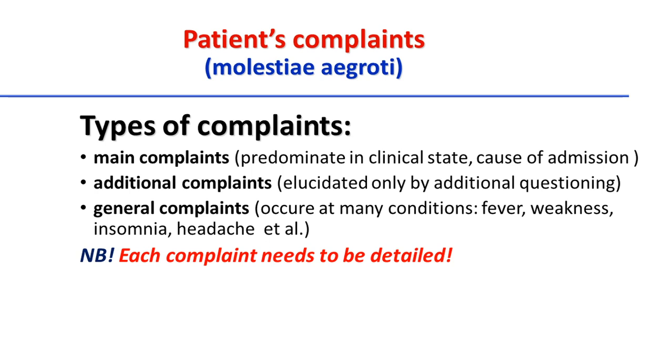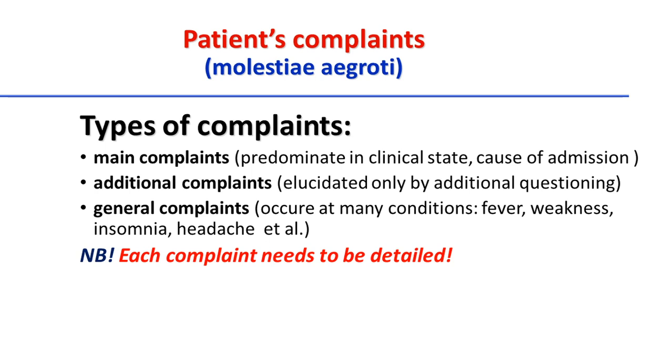Patient complaints, there are 3 types: main complaints, additional complaints, and general complaints. Each complaint needs to be detailed. What are main complaints? For example, main complaints for pneumonia are cough and increasing temperature. Main complaint for bronchitis is cough. Main complaint for angina pectoris is chest pain. Main complaint for arterial hypertension is headache.